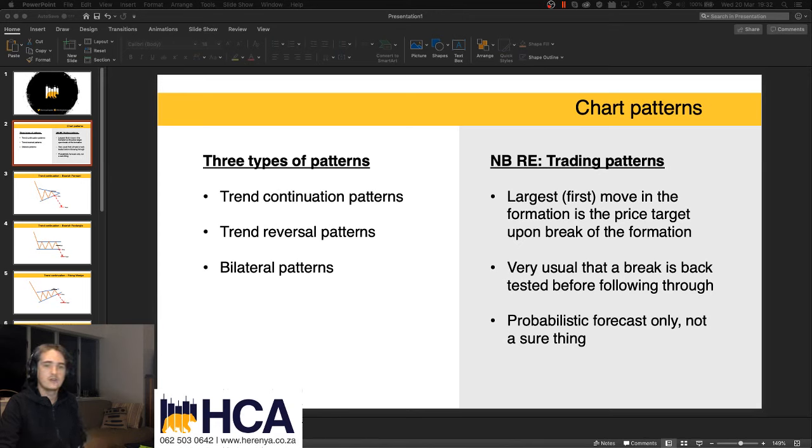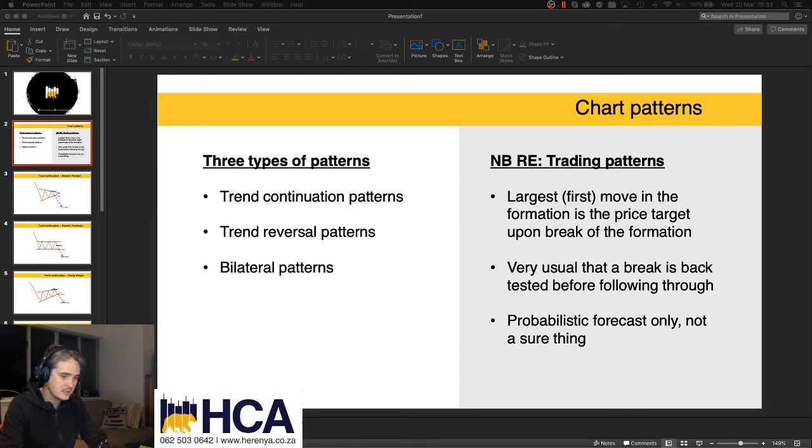Then there are trend reversal patterns, which is fairly straightforward. If the trend is up and we see a trend reversal pattern, there is a chance that we may see a trend reversal, and we can expect price to come down off the back of that. Similarly, if price is down and we see a reversal pattern, we can expect a trend reversal and a potential bullish move coming from that.